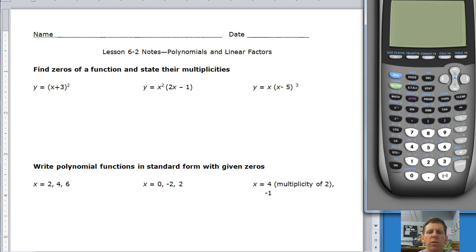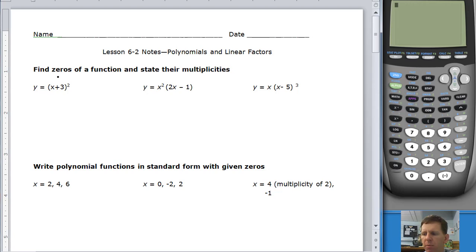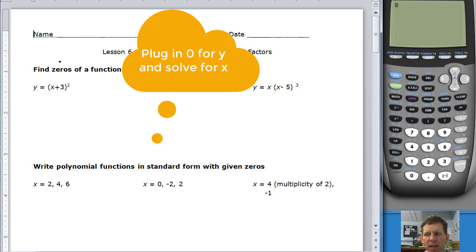We're going to start with this first set of questions, which deal with finding the zeros of a function and stating their multiplicities. There's probably some unfamiliar terms here, so let's start at the beginning. What does it mean when we talk about finding the zeros? The zeros is the idea of we're going to plug in 0 for y and solve for x. When you do that, what you're really finding are the x-intercepts. So this is a fancy way of saying let's find the x-intercepts of our graph.